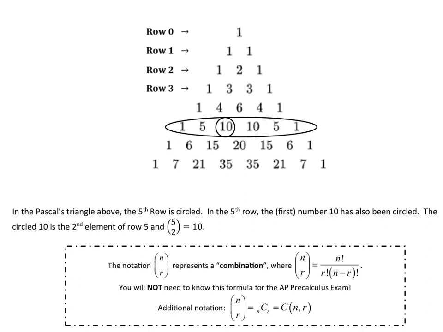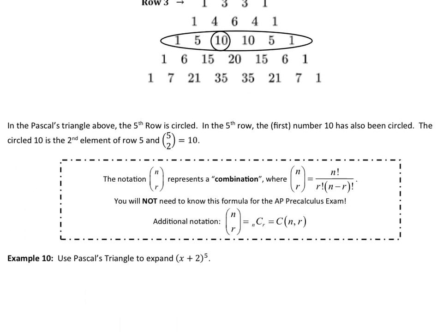Again, just re-emphasizing this. In Pascal's triangle above, we've circled the 5th row. An easy way to remember that is the second number in every row is what row it is. And we've circled the 10. Well, that's the second element in the 5th row: 0, 1, 2. So if I said 5 choose 2, you'd say 10.